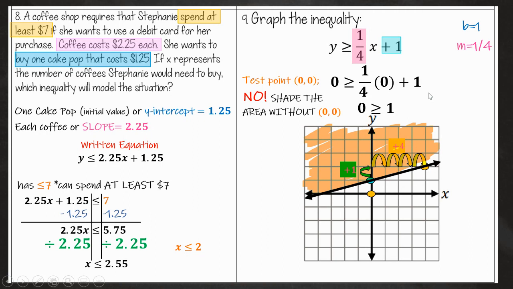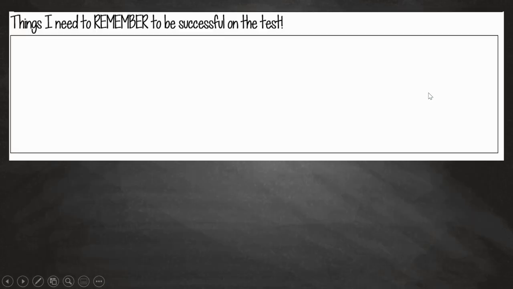All right, that's it for the test. Please make sure to use this. I want to know what was going to help you remember, what you need to remember to be successful on the test, things that trip you up, things that confuse you, so that I can address those in class tomorrow.